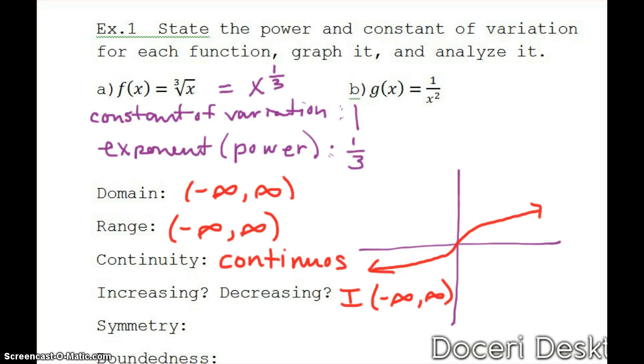Symmetry, this one is odd symmetry. That's where, again, we take that function. If you're looking at a graph and you want to rotate it 180 degrees, and if it looks the same, then you have an odd function. And then boundedness, it's not bounded.